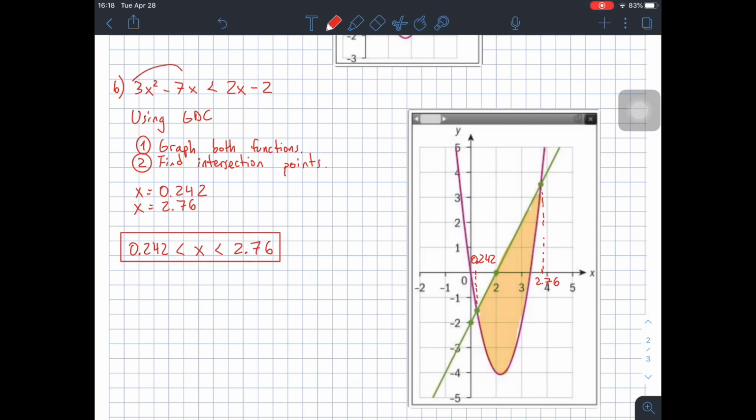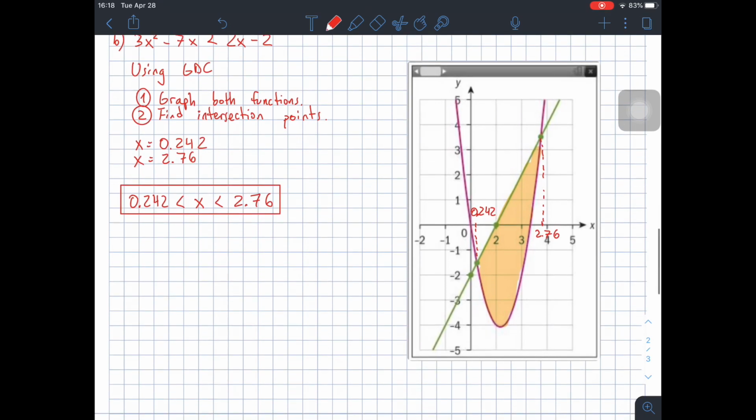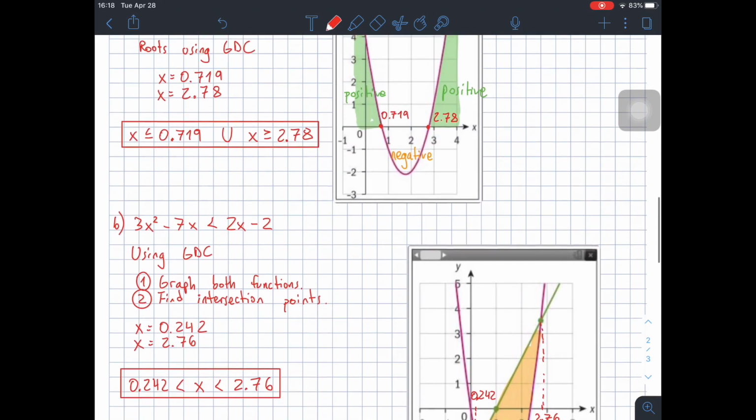Okay? So this is another way of solving inequalities, by graphing both functions instead of reorganizing the equation into a quadratic equation, into a quadratic inequality, actually. Okay, so I hope this is clear enough for you people.